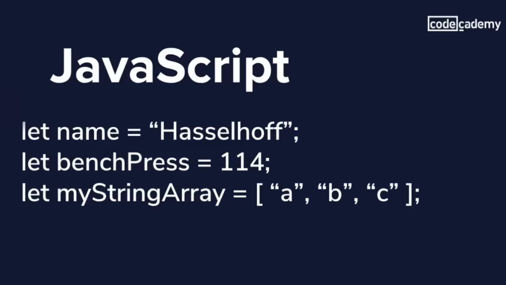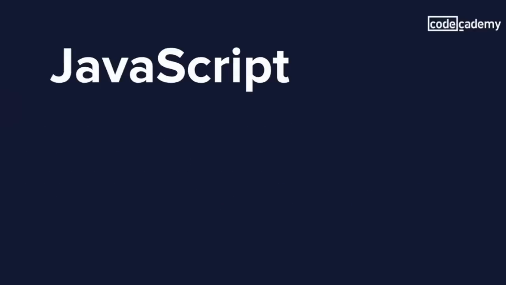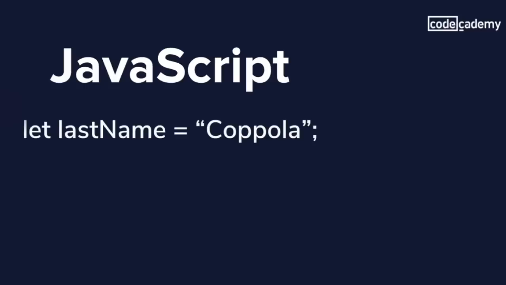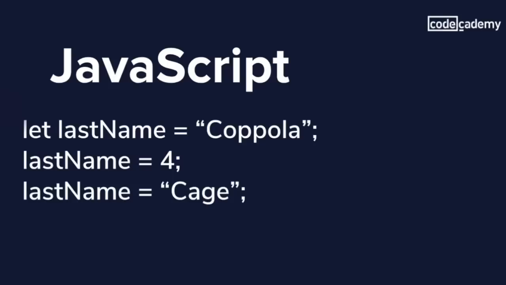Not only that, but in JavaScript, variables can be reassigned to values with different data types. So last name could easily be changed to a value of 4. I don't know why you'd want to do that. And again, if you wanted to change that last name variable back to have a value of a string, you could totally do that. And JavaScript allows this.